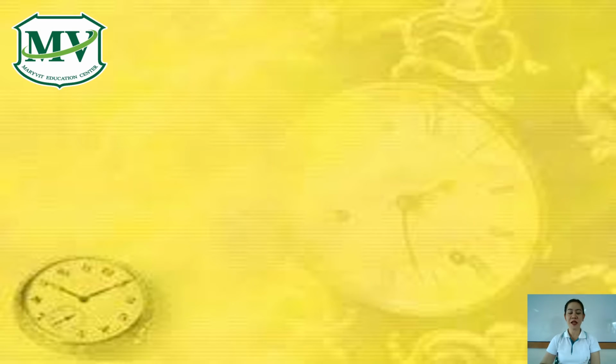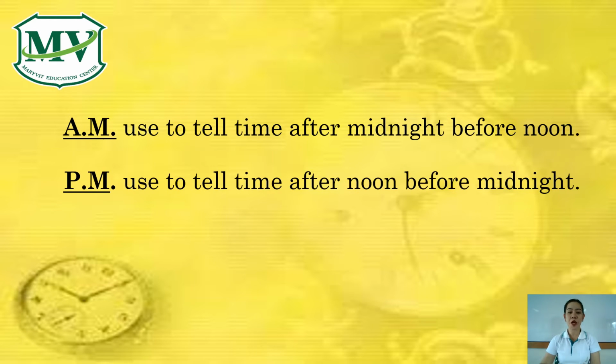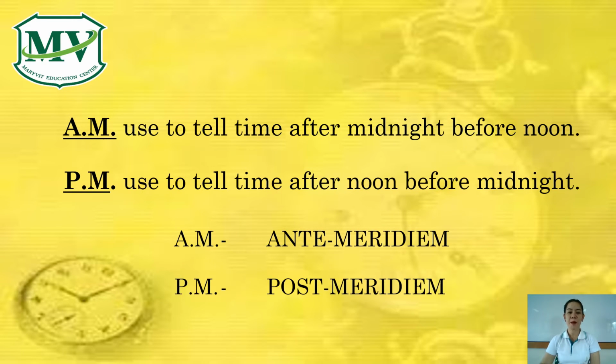Let's begin our lesson by telling the difference between AM and PM. AM used to tell time after midnight before noon, and PM used to tell time after noon before midnight. What do you mean by AM? Very good. AM means ante-meridian and PM means post-meridian.